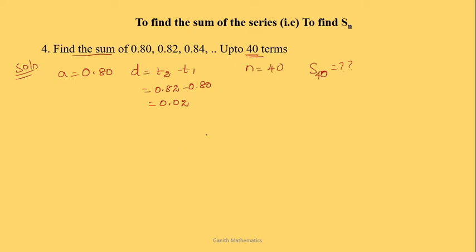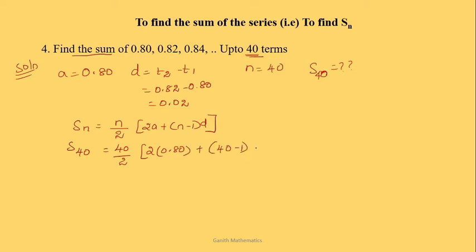Yes, we know the formula which correlates all these things, A, D, N and S. The formula is Sn is equal to n by 2 into 2a plus n minus 1 into d. Now we are going to find S40, right? So S40 is equal to 40 by 2 into, what is our A? 0.80, plus our n is 40 minus 1, our d is 0.02.